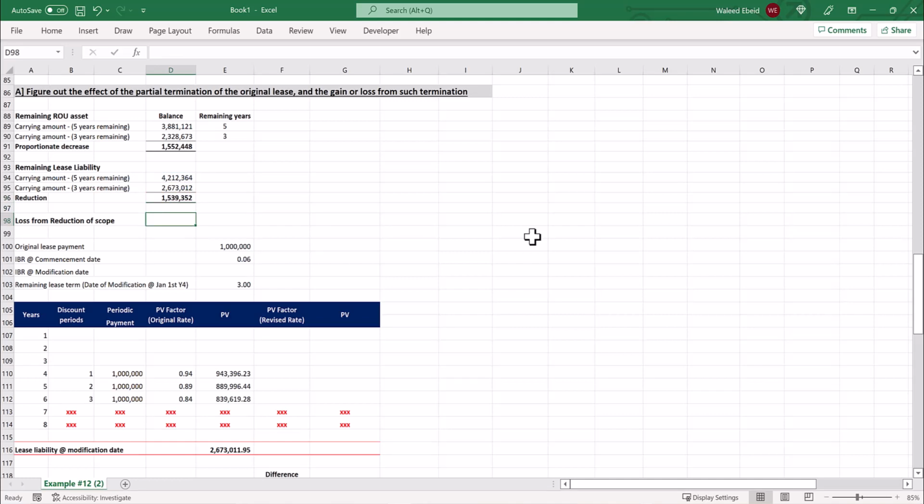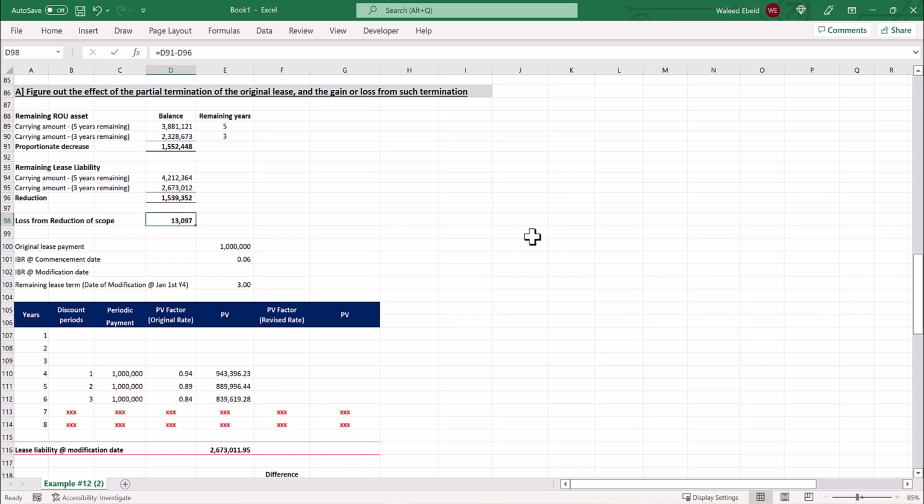Now let us figure out whether there is a gain or loss from the partial termination of the original lease. The lease liability decreased by 1,539,352, while the right-of-use asset decreased by a greater figure of 1,552,448, which means that we have a loss from the partial termination of the original lease.